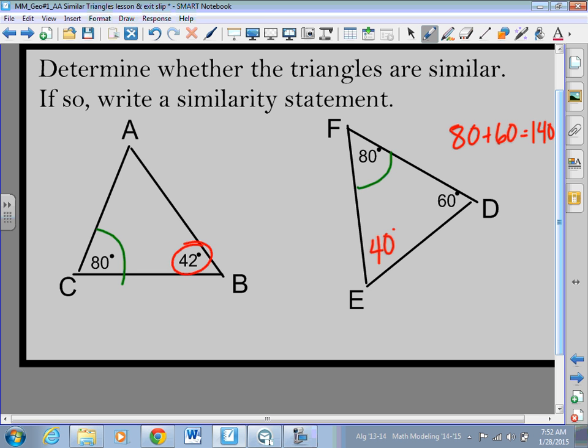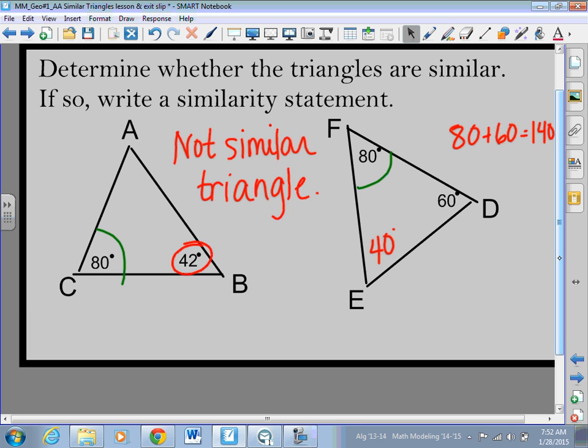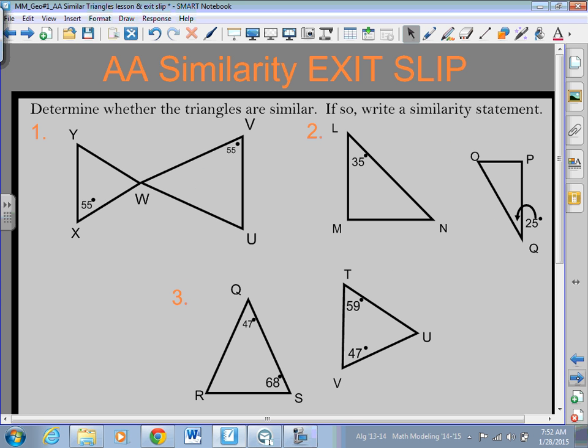Okay, so I'm just going to simply say not similar triangles, because it did not prove using the AA postulate. We can't come up with two sets of angles. So there's a non-example. All right, so here's your exit slip. We have number 1, number 2, and number 3, so go ahead and make sure you get those done, and we will check them over in class.